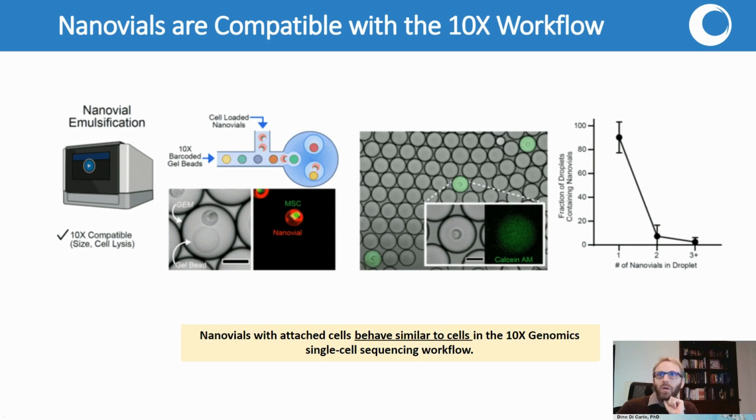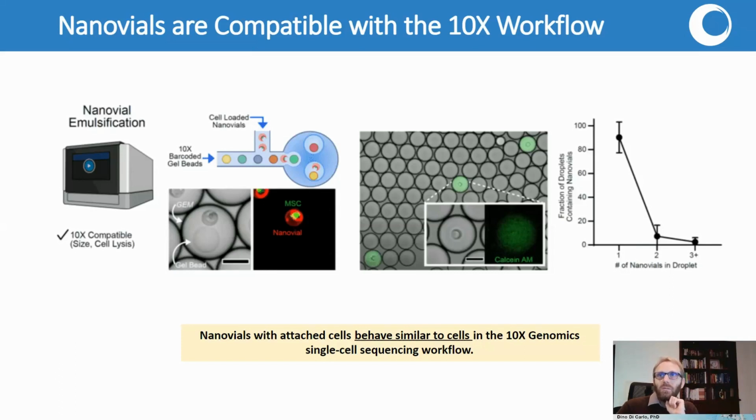We then looked at whether nanovials can be introduced into these emulsions without leading to any problems. We can see that yes, you can encapsulate the nanovial. Here's a gel bead from one of the test kits. So you can see the MSC on the nanovial next to the gel bead, all in the emulsion. When you have the lysis reagents, you can see that calcein-labeled cells get lysed upon entering the emulsion, but that doesn't spread out over many droplets, so it's localized.